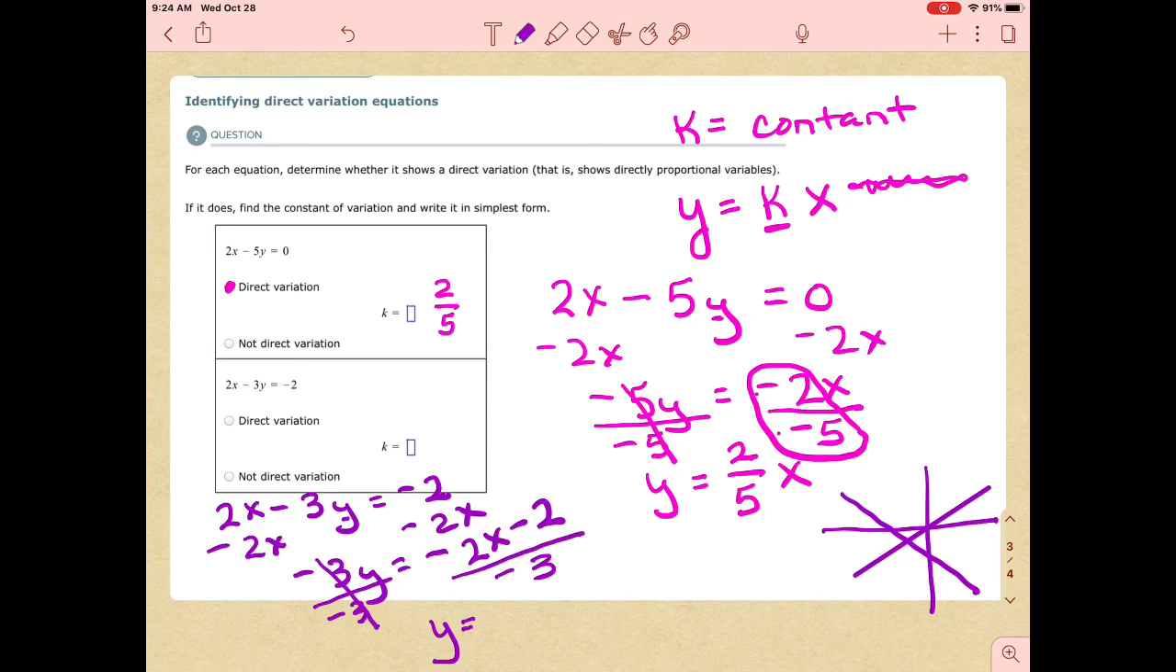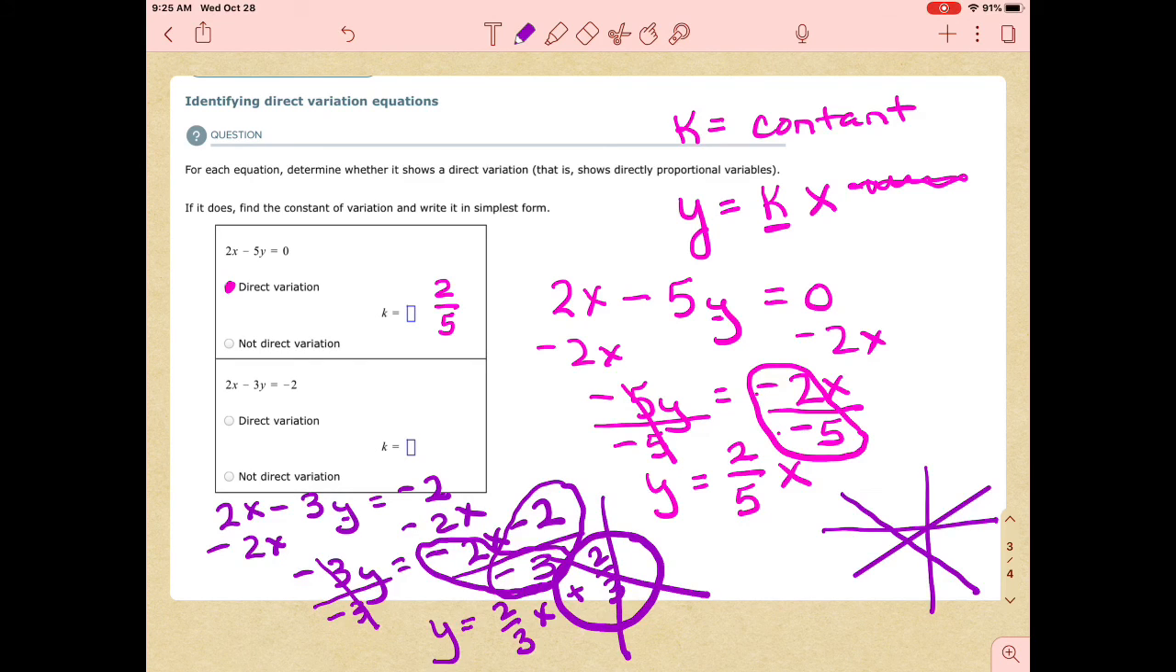When I simplify these, I'm just going to go ahead and do this for your information, but you could already say no. This is going to be 2/3 x, and then I have to divide by 3 in both places, so I'm going to have plus 2/3. So this is actually linear: y equals 2/3 x plus 2/3, but because of this, it is not a direct variation.